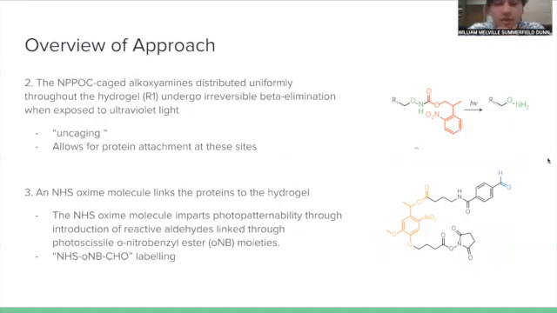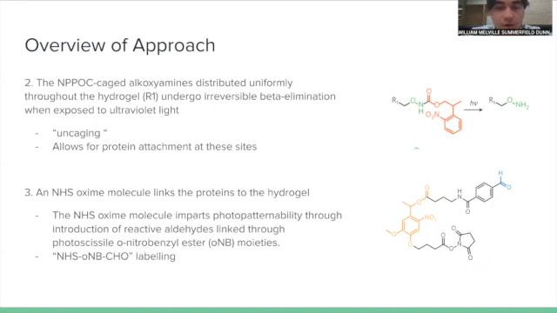The aforementioned NPPOC caged alkoxyamines distributed uniformly throughout the hydrogel, which is R1 on the picture on the right, undergo irreversible beta elimination when exposed to ultraviolet light. This is the uncaging that the article mentions. It allows for protein attachment at these sites throughout the hydrogel.